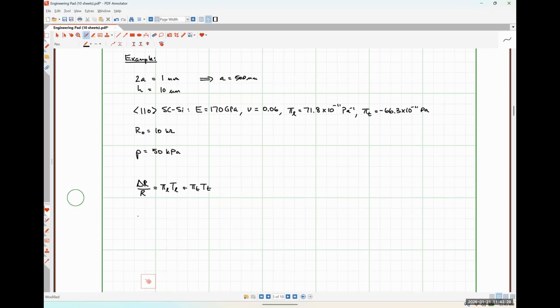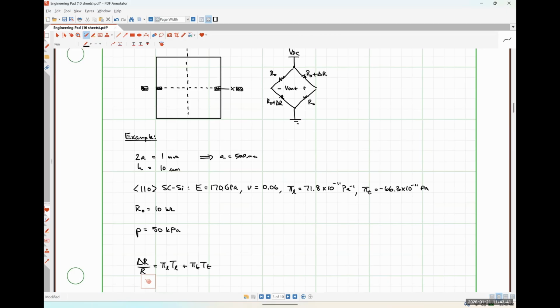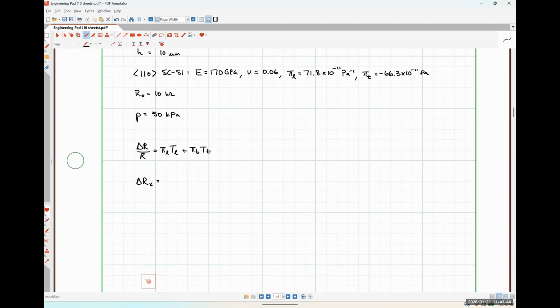In this case, we could say that our delta R, so not our relative change, but just the actual change, and I'm going to put sub X here because these resistors are aligned along the X direction, is just going to be pi L times sigma L plus pi T times sigma T, times our nominal resistance. Well, what do you guys think sigma L and sigma T are going to be here?